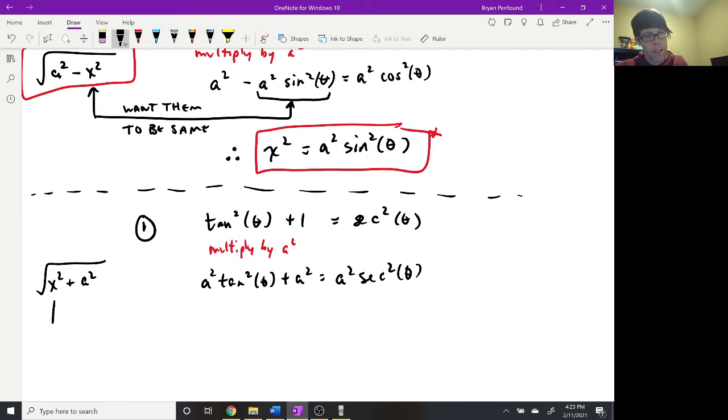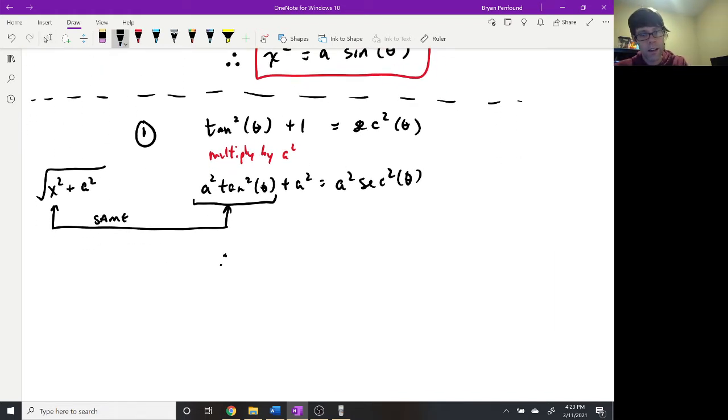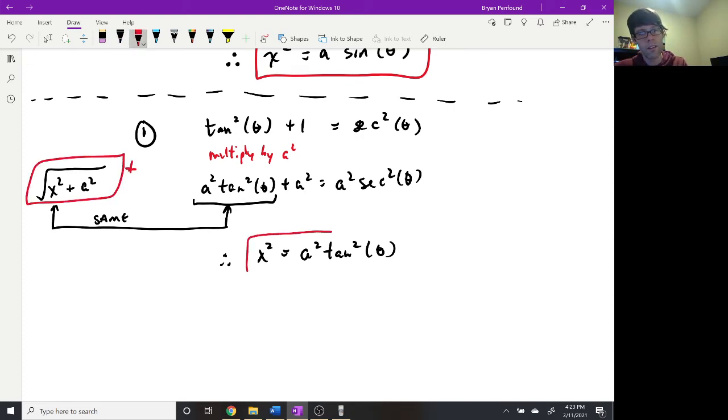And what we want to do now is make this and this be the same. If x squared was really a squared tan squared, I could replace this whole thing under the root with a squared secant squared and then essentially remove the square root. So this sets up our substitution. In this case, we need x squared to be equal to a squared tan squared theta. If I ever see an integral that looks like this, this is the substitution that we want to think about. I want to think about a tan substitution.